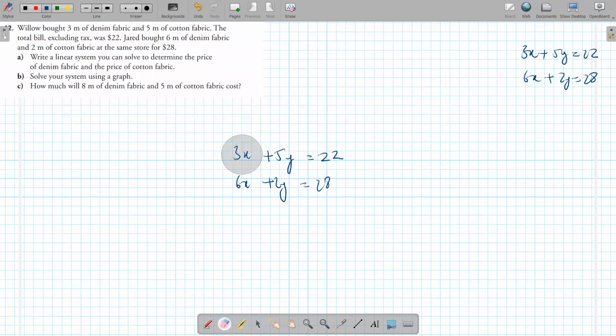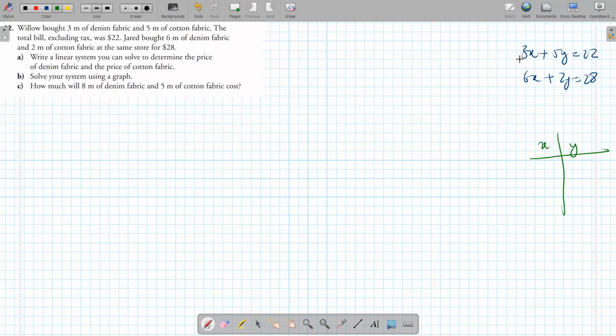So ideally, you want to find some nice points, okay? For the first equation, this one's a little bit tricky because if you let x be 0, then you're going to get y as 4.4, which is not a number we want to deal with. We want exact whole numbers, okay? So don't let x be 0 in that case. I'm going to let x be 4. So 3 times 4 is 12. 22 take away 12 is 10. So that means y is going to be 2. Do you agree?